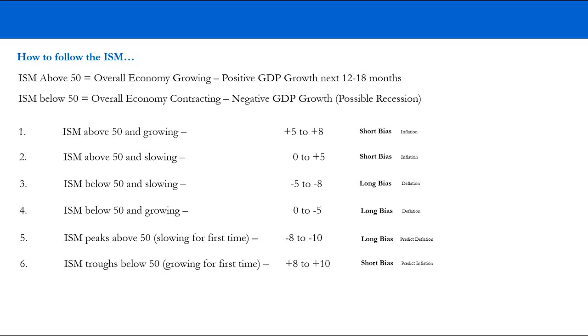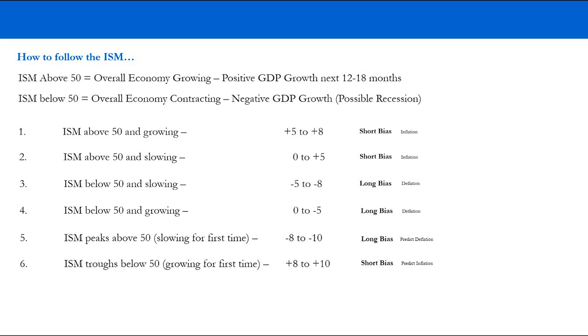So the ISM peaks above 50, slows for the first time, and we start predicting that there's going to be deflation in the future. In this instance, when we predict deflation, we always automatically have a long bias predisposition to the currency. Now, what about the opposite situation?